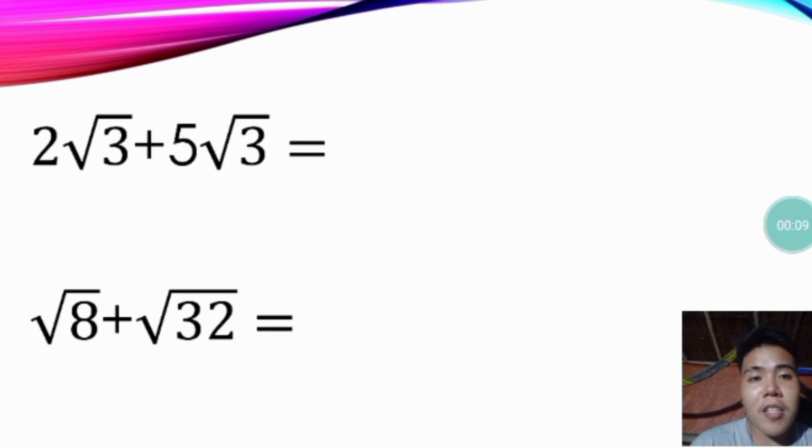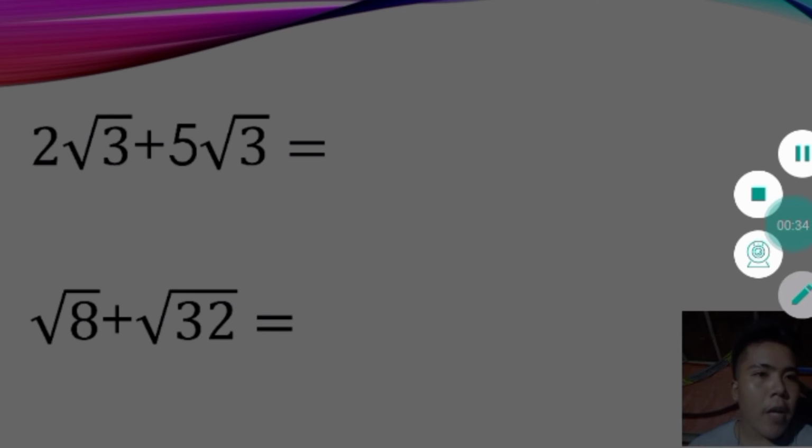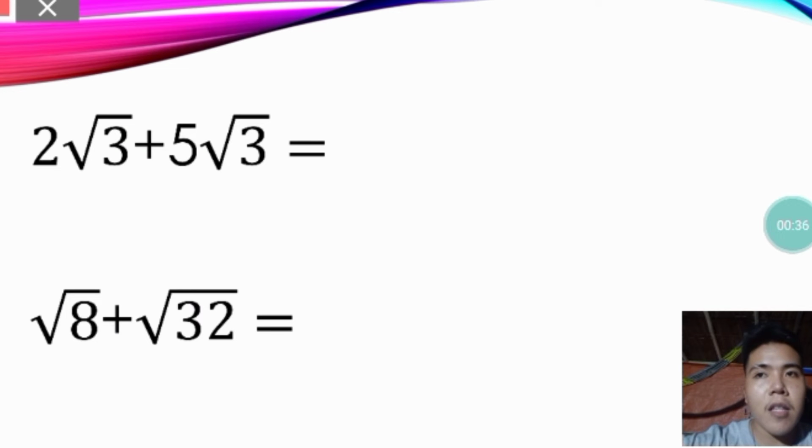As you can notice, 8 and 32 both have a perfect square. In the number 8, the perfect square is 4. In 32, it is 16. If you can identify easily that a number has a perfect square, for example in 8, you just ask, what is the perfect square of 8? We have 4. 4 times 2 is 8.